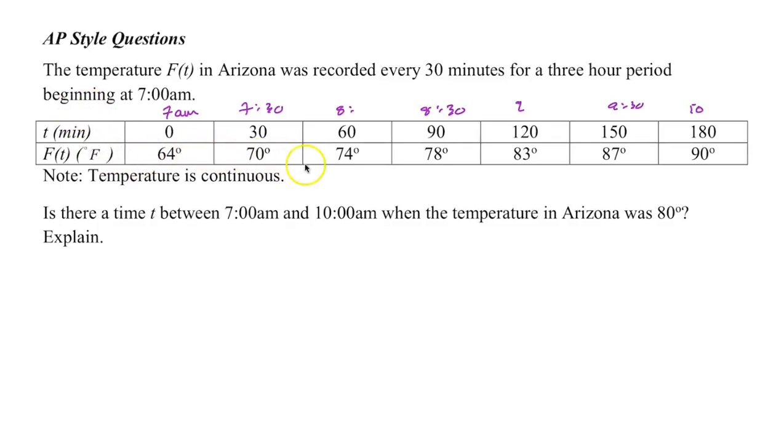And this is the temperature in Fahrenheit. Is there a time t between 7 a.m. and 10 a.m. where the temperature in Arizona was 80? Explain. So the thing we got to know here, remember, if we're going to use IVT, the first thing we got to say is, is it continuous? And in this case, temperature is continuous. So when you give a real life problem like this, most things in real life are continuous.